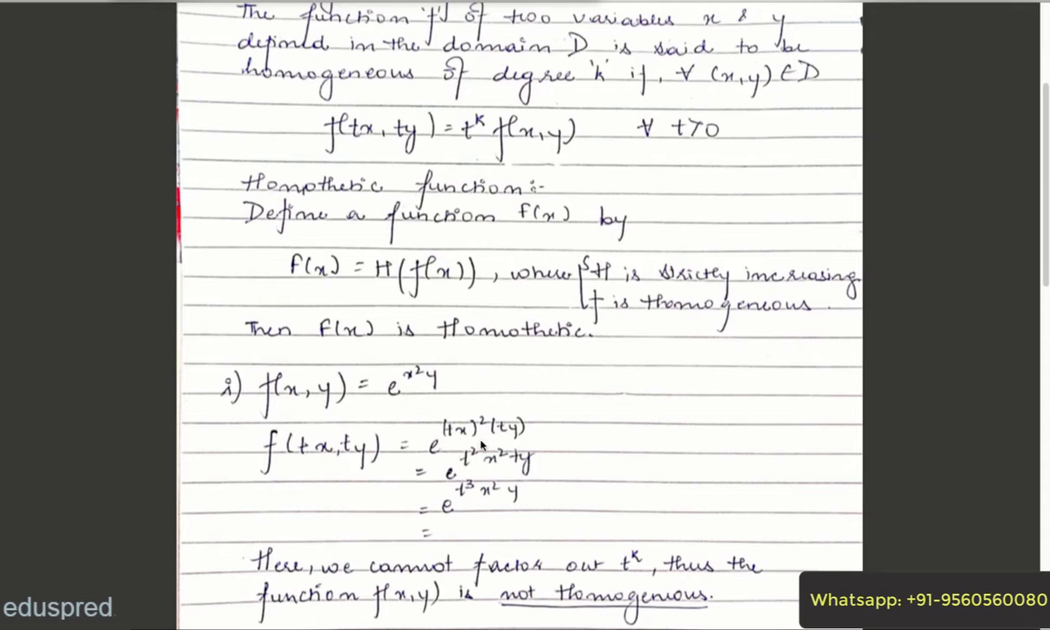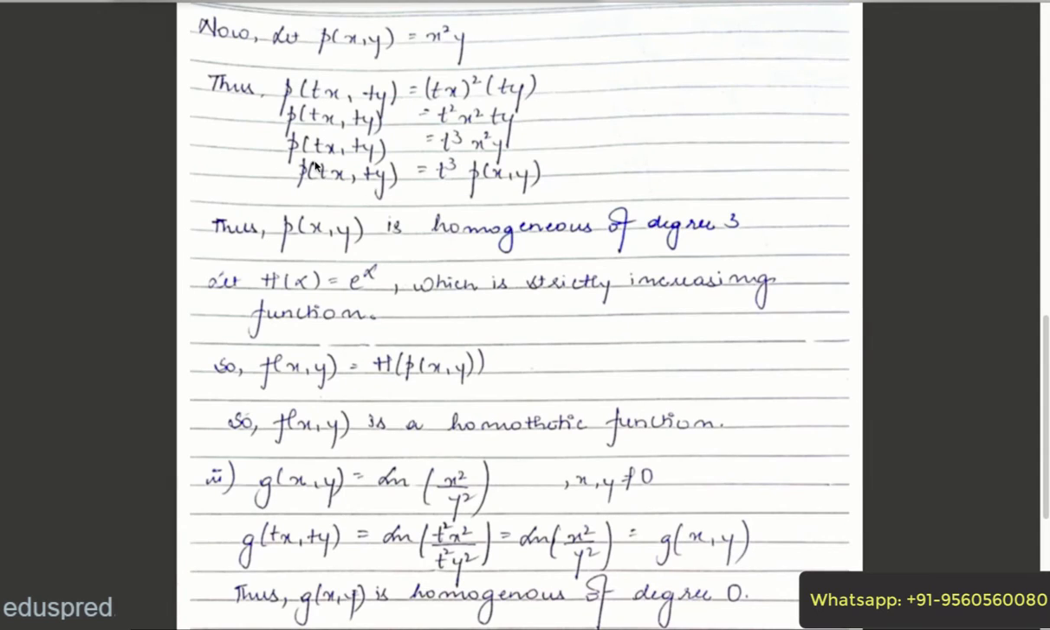So your f of (tx, ty) is e to the power (tx) square (ty). What we are doing here is instead of x we are writing tx and instead of y we are writing ty. Now solving this, I will get e to the power t square x square ty, or e to the power t cube x square y. Now if you see, you cannot write it in terms of t to the power k f(x,y), or we cannot factor out t to the power k. Thus this function is not homogeneous.